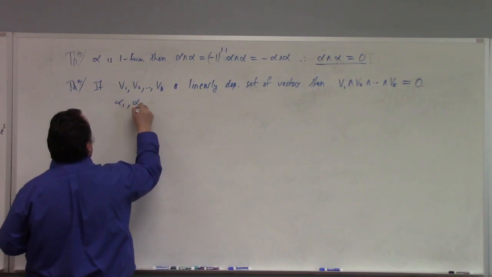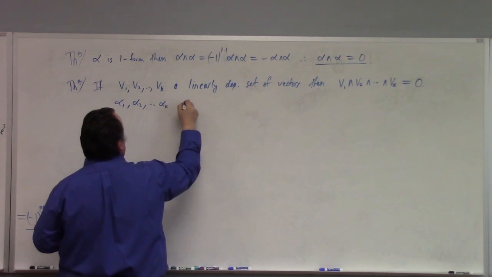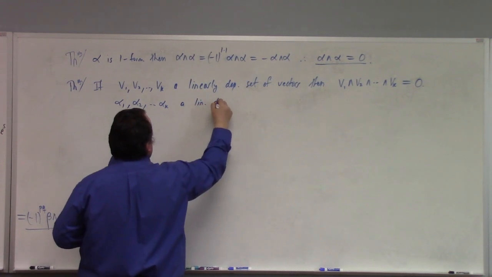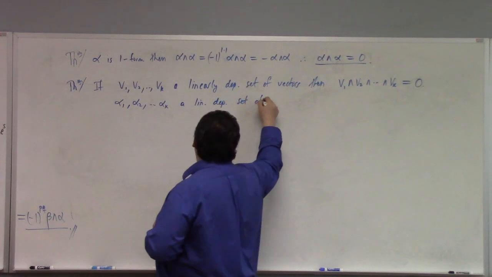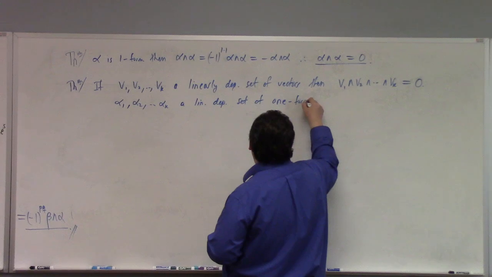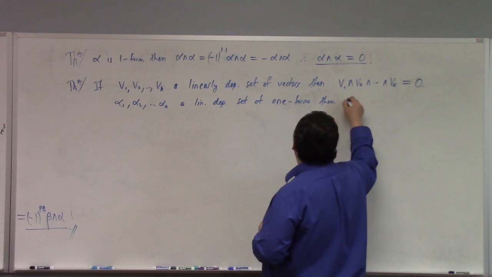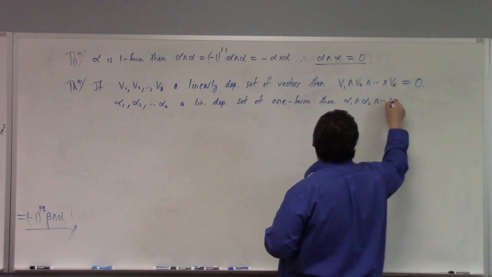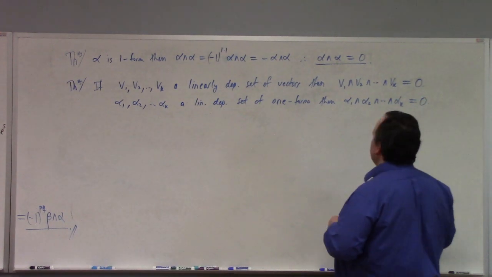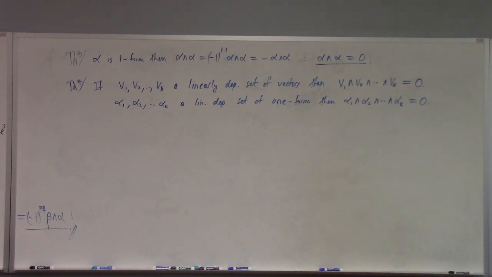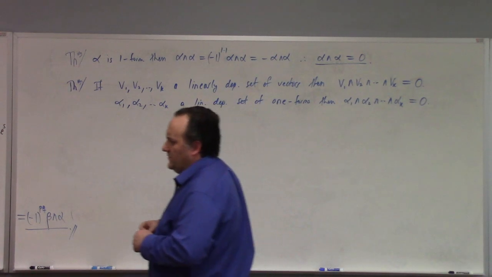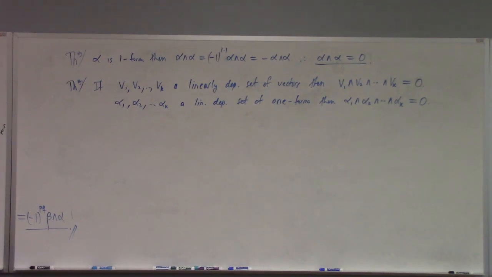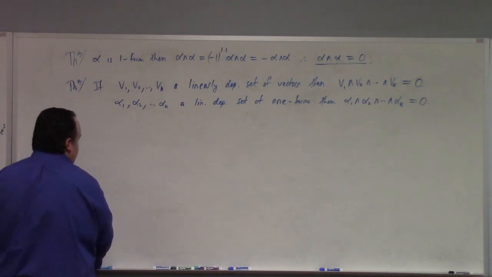Alpha 1, alpha 2, through alpha k, a linearly dependent set of 1 forms, then alpha 1 wedge alpha 2 wedge through alpha k must be 0. I'm trying to remember, is this an if and only if, or is this a... This is an if then. If then. All right. So what does the proof look like?